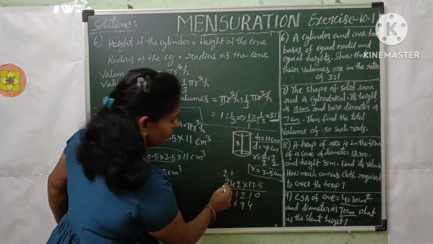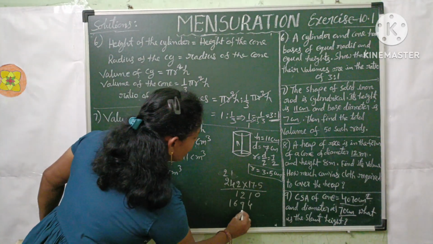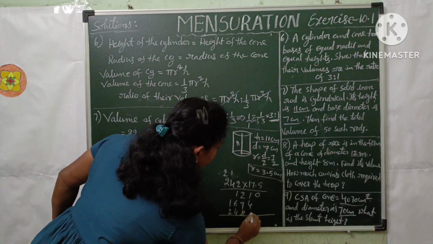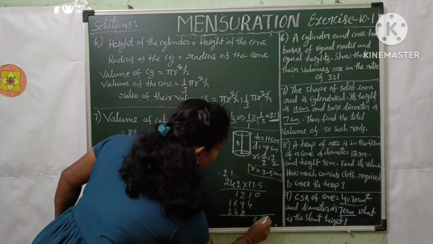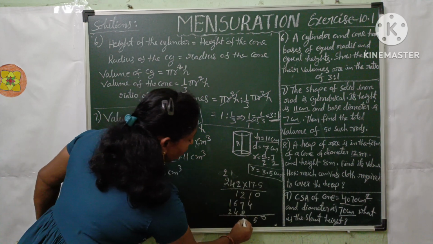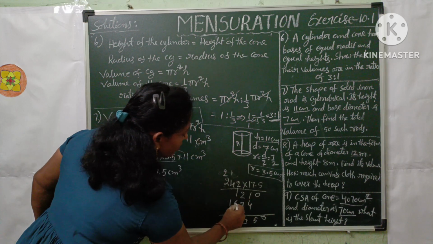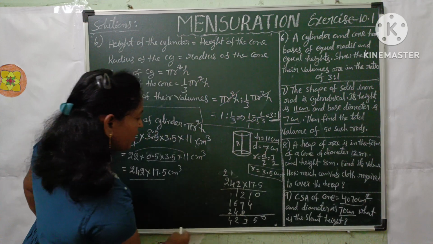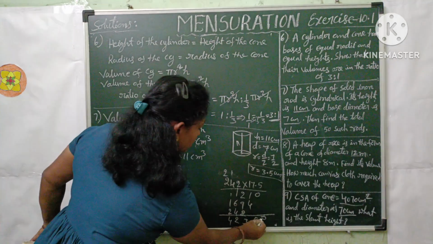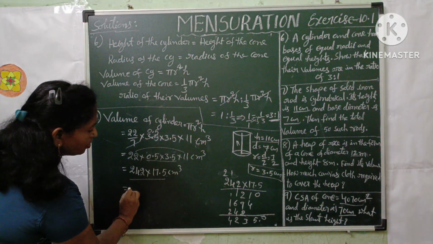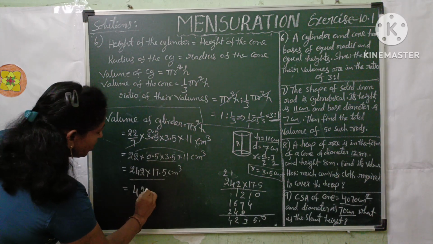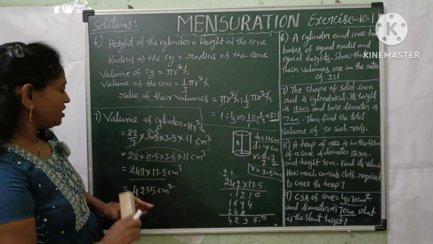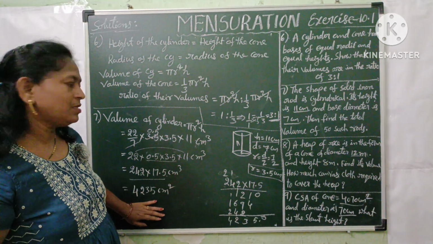Again, 1 multiplied with any number gives the number itself only, no? So I have to write 2, 4, 2. That is equal to 0, 5, 4, 13, 1, 10, 12, 1, 4. So how many decimal places are there here? 1, no? So we need to keep that. That is equal to 4235 centimeter cube. This is the volume of one cylinder.